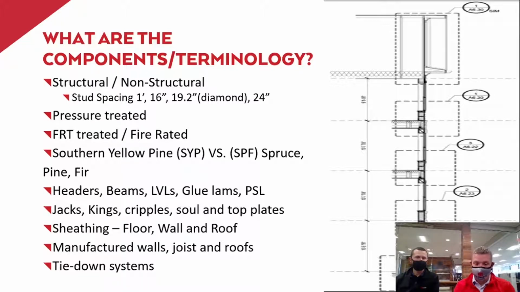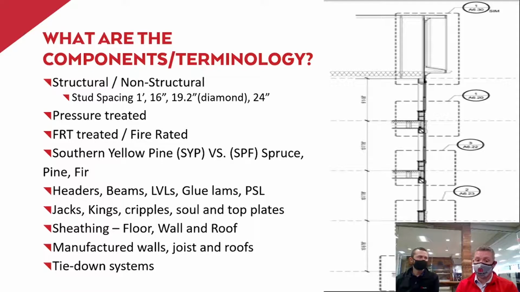Beams is a blanket term for headers, LVL, glue lams, and PSLs. They transfer load generally over larger areas. So if you've got a non-congruent load from above, where the structure below does not match the structure above, and you need to transfer load from one area of a building to another, you're nine times out of ten going to use either a drop beam or a flush beam.